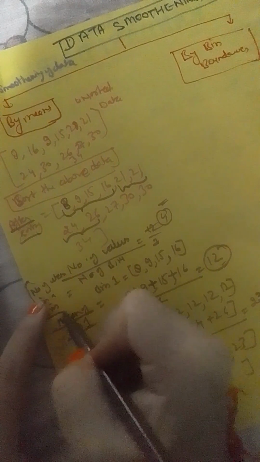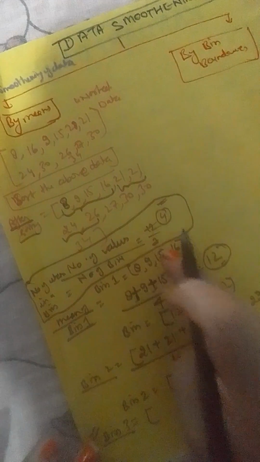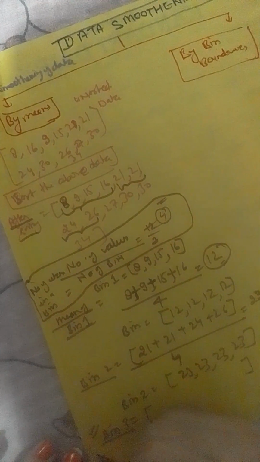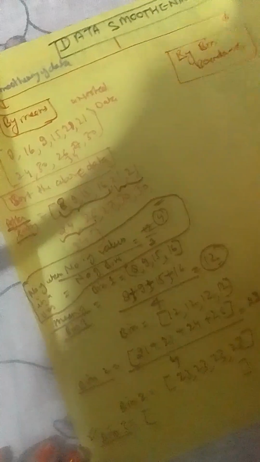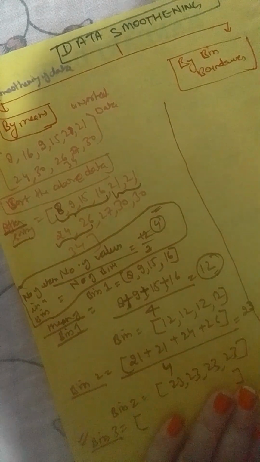You have to apply this formula, number of items in a bin. I am giving you a hint, and based on this just tell me what bin 3 contains by the method of bin means. Now this is the homework for all you guys who are learning from me.